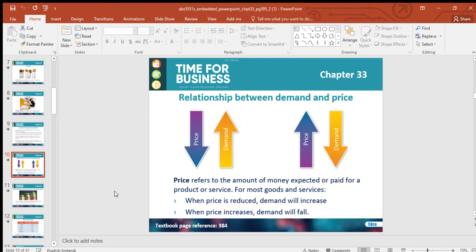Most of this chapter is looking at price. So even though we're talking about demand and supply, most of the time we're looking at how demand and supply affect price, and it's a really important thing for a business to understand. Not to mention the fact that it's an important Junior Cert question. But if anyone was to eventually go and run their own business, understanding how demand and supply affect price is huge. So price refers to the amount of money expected or paid for a product or service.